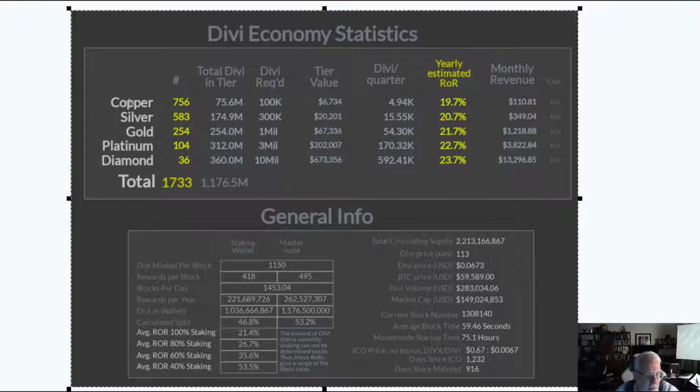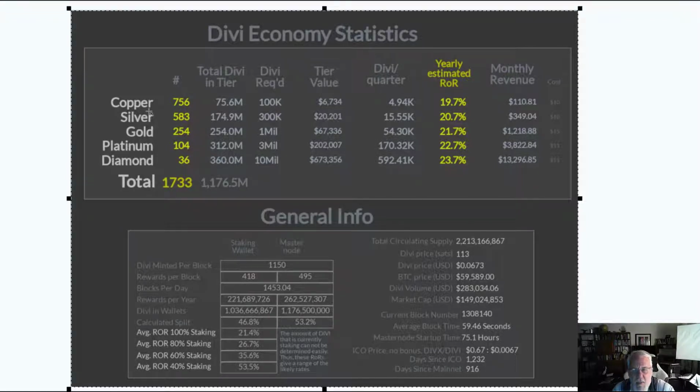Then you can see how many people, or not necessarily different people, but how many nodes there are for each category. So it could be the same person owns 2 or 3 of these nodes. And you can see that a diamond node would take 10 million DIVI, which is about $673,000 right now. This is the estimated rate of return for each one. And you can see that each node going up pays about 1% more than the previous one. So by having a silver node, you make 1% more than a guy with a copper node, but they're all still pretty close. This is what your monthly revenue would be right now, given today's current prices.